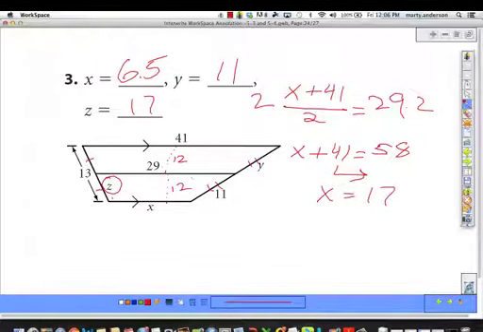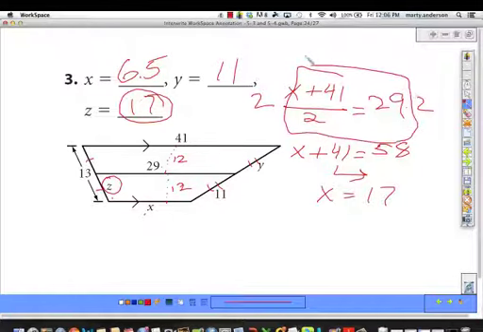There's got to be a distance from there to there. 29 minus 12 is 17. The algebraic method will come in handy if you have ugly numbers, or sometimes you might have to do it with just variables, which makes it a little bit more difficult. Just a couple problems left.